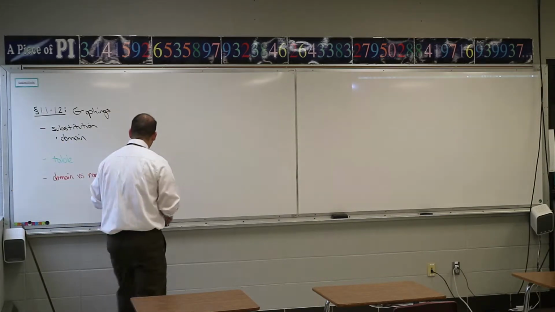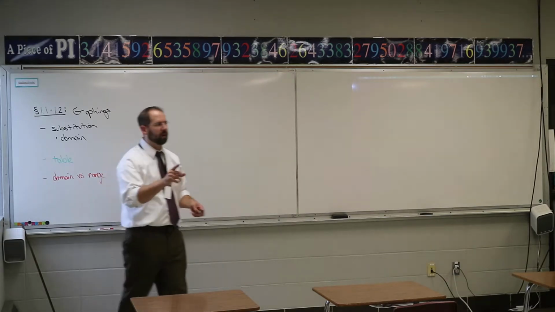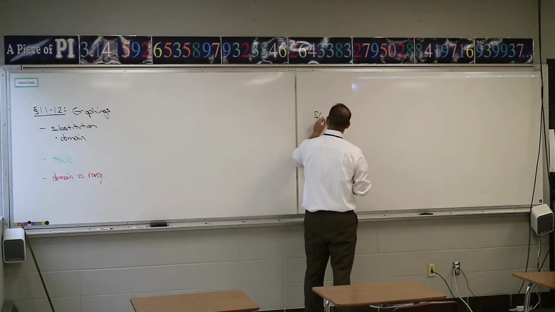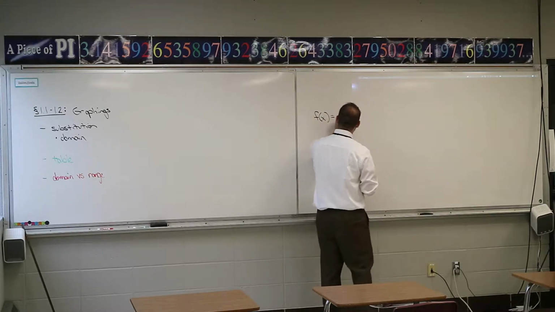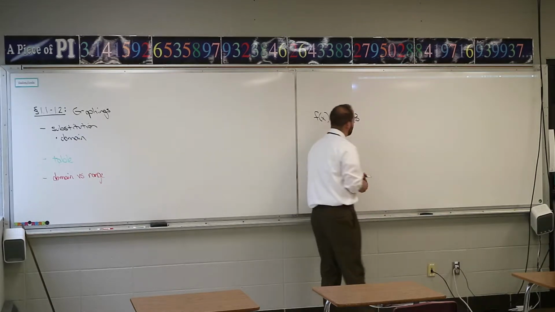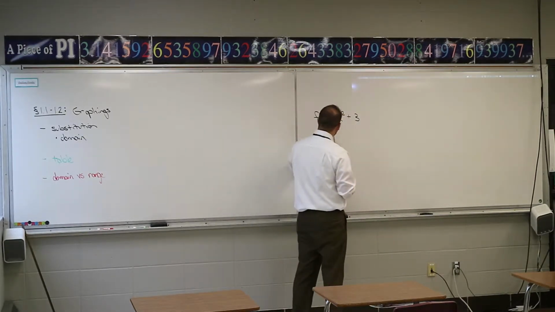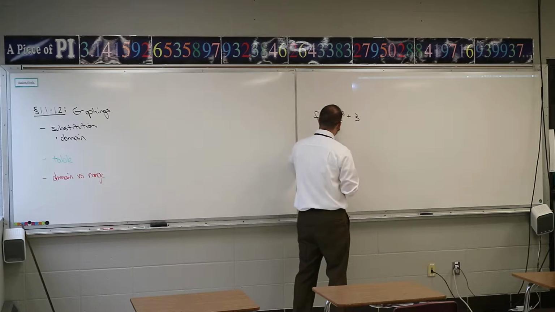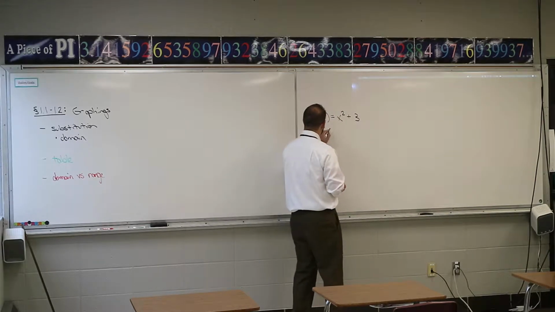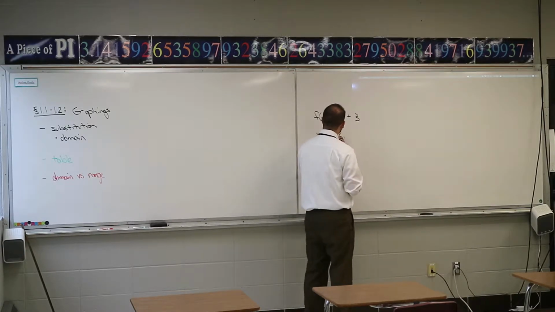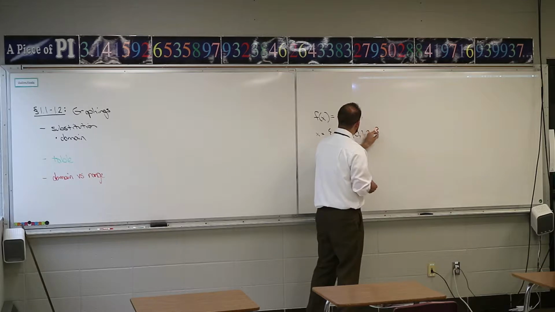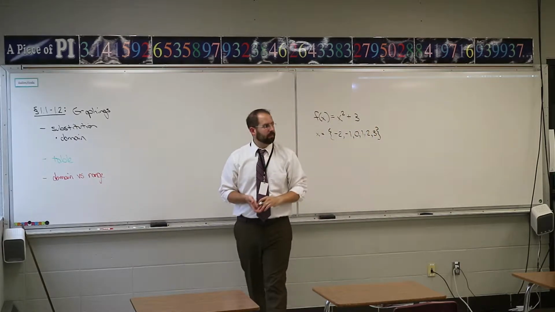Let's start with the first one. Make sure you have your graph paper, please. Here's what I like to do. We're going to write f of x equals x squared plus 3. And below, this is what the book is going to give you: x equals, in curly braces, -2, -1, 0, 1, 2, and 3. That's what they give you.